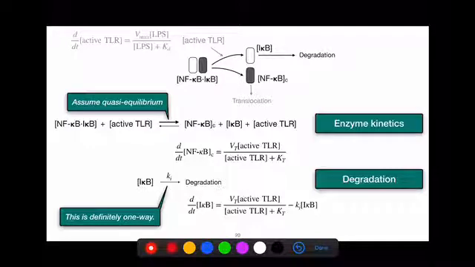We assume quasi-equilibrium once again. So when this NF kappa B, I kappa B complex binds to the active TLR, actually this is not active TLR per se. It should be some kind of intermediate molecule between the active TLR and this complex. And when they are together, there goes a forward reaction, predominantly forward, toward the dissociation into cytosolic NF-kappa B and inhibitor of kappa B and active TLR free again.